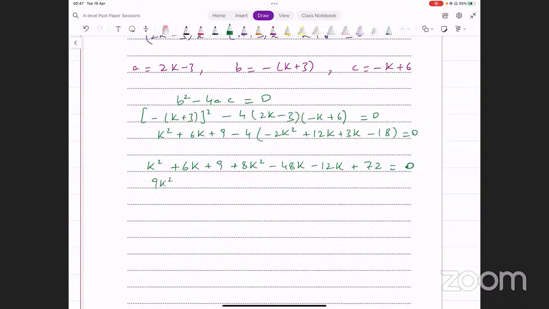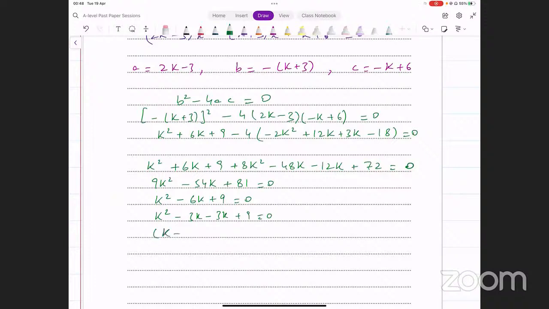9k square. And then 6k minus 48k minus 12k. What does that give us? Minus 54k. Constants are 9 and 72, which becomes 81. And now we can divide by 9. It becomes k square minus 6k plus 9 equals 0. Now we factorize this. K square minus 3k minus 3k plus 9 equals 0. It turns out to be (k minus 3) into (k minus 3).